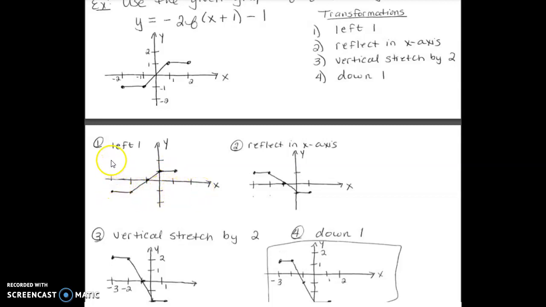So you can do point by point, flipping it across the x-axis, or you can kind of go piece by piece, but this is where we end up when we reflect that across the x-axis.